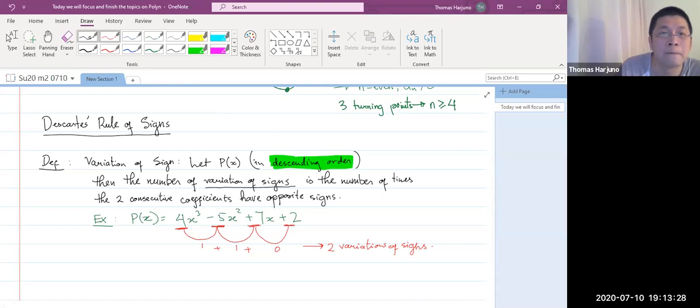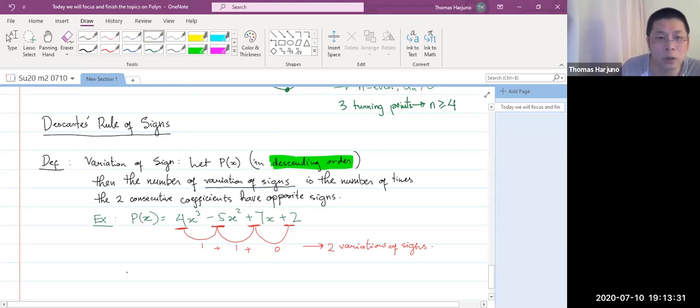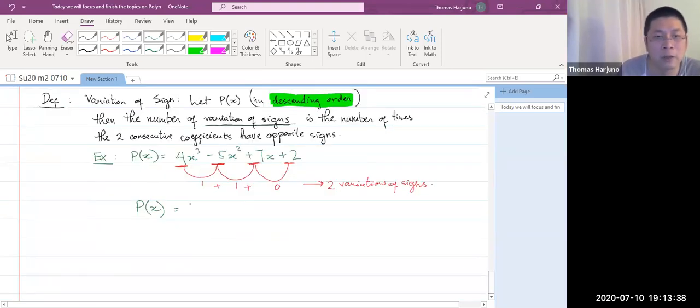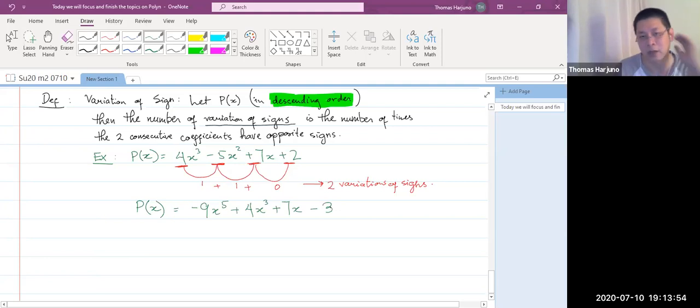Okay. And again, it has to be in descending order. Now, what happens if we jump terms? Let's say if I have negative 9x to the 5th, plus 4x cubed, plus 7x minus 3. Let's say we have something like this. And notice that we jump from the 5th to cubed. So we're missing the degree of 4, right?